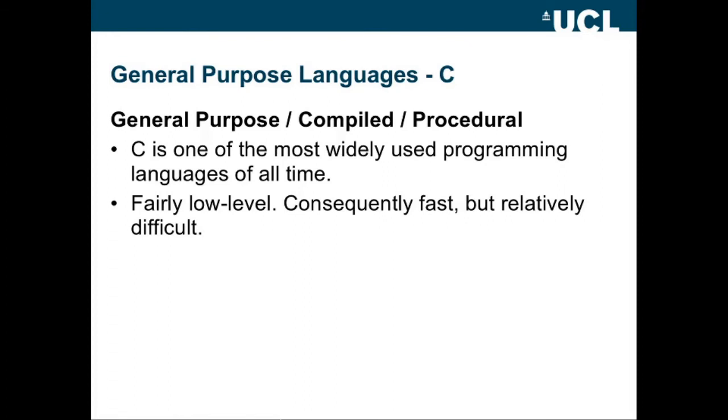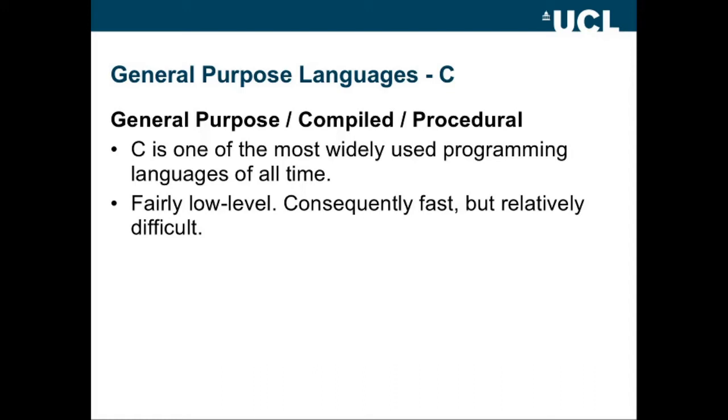Let's talk a little bit about the most popular languages. So first of all, C is a general purpose language. It's compiled, it's procedural, it's one of the most widely used programming languages of all time. It is fairly low level. In other words, the programming that you do in C is relatively close to the hardware. You don't have some of the same abstractions and things that you have in other languages. Consequently, it is very fast, but it's also relatively difficult to program.